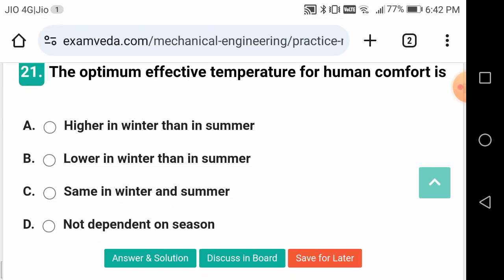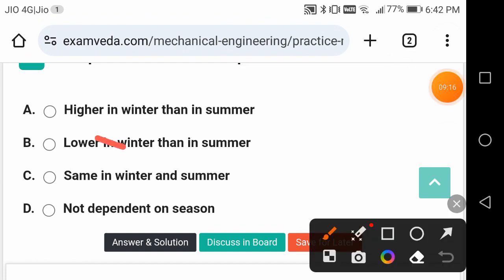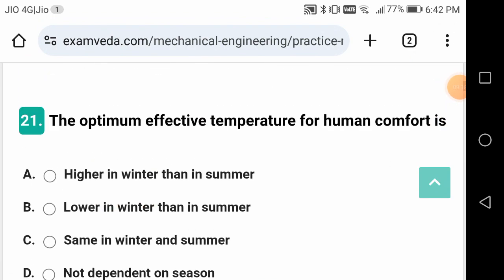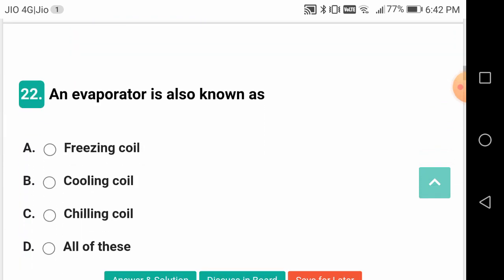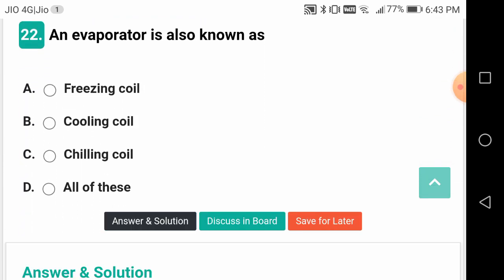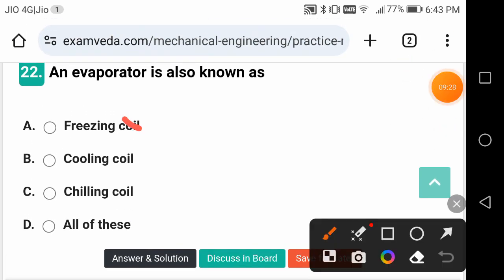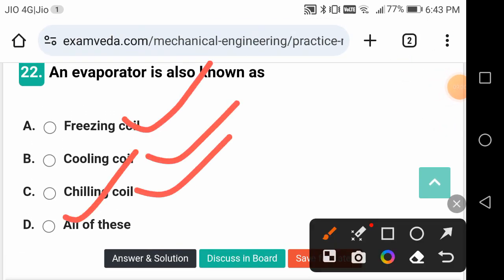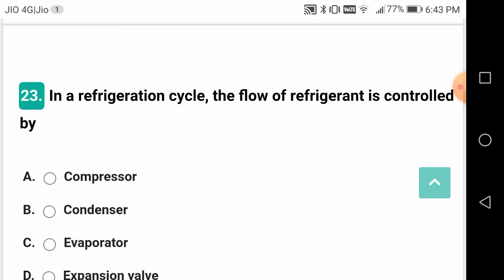The optimum effective temperature for human comfort, this is a good question, friends, is lower in winter than in summer. An evaporator is also known as what? It is also known as freezing coil, cooling coil, or chilling coil. All of these are synonyms for cooling.